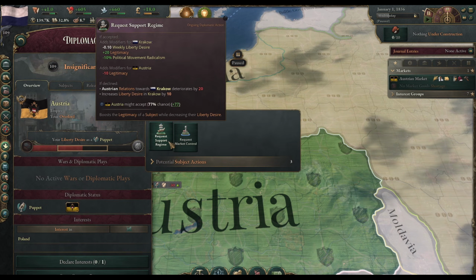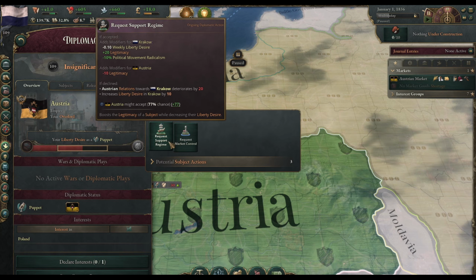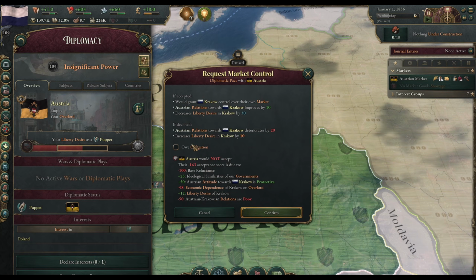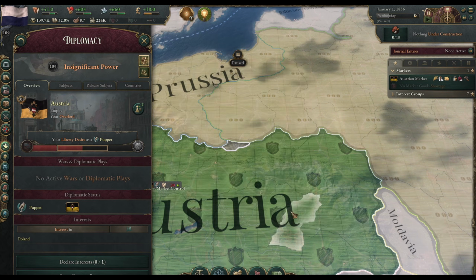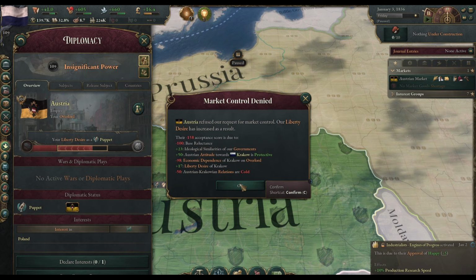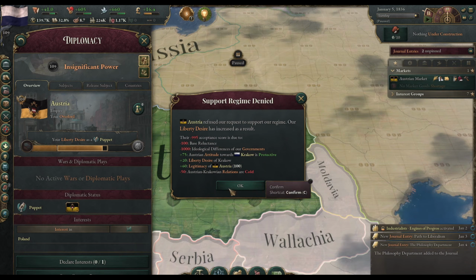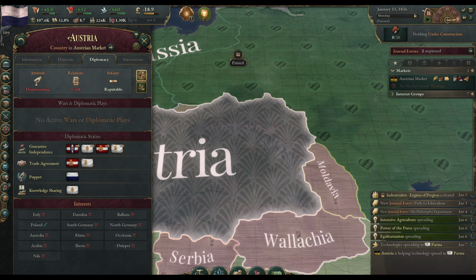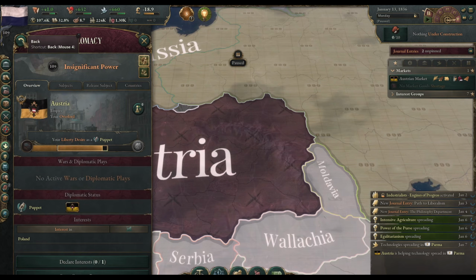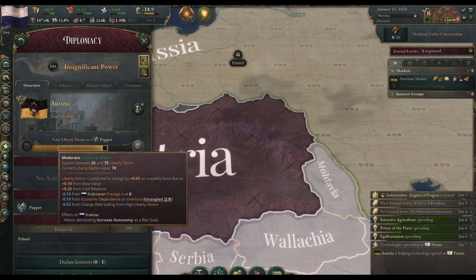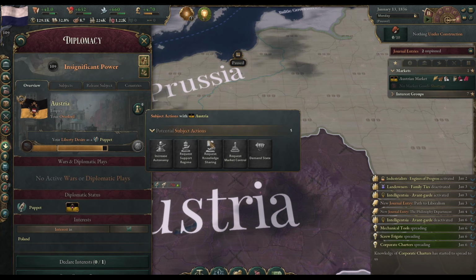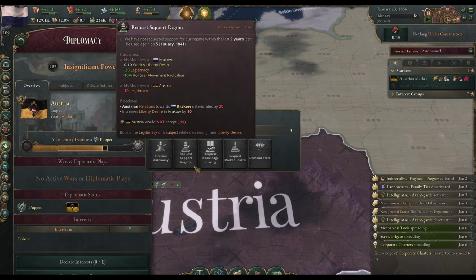When you are a subject and want more liberty desire, you can ask your overlord for your own market and for support of your government. If your overlord denies your requests, you get 10 liberty desire each and your relation to your overlord drops. Depending on your political situation, lowering relations with your overlord might be advantageous, because lower relations give you even more liberty desire. But maybe you don't want to anger your overlord. Once you use both actions, they go on a 5-year cooldown and you might be stuck with an angry overlord.